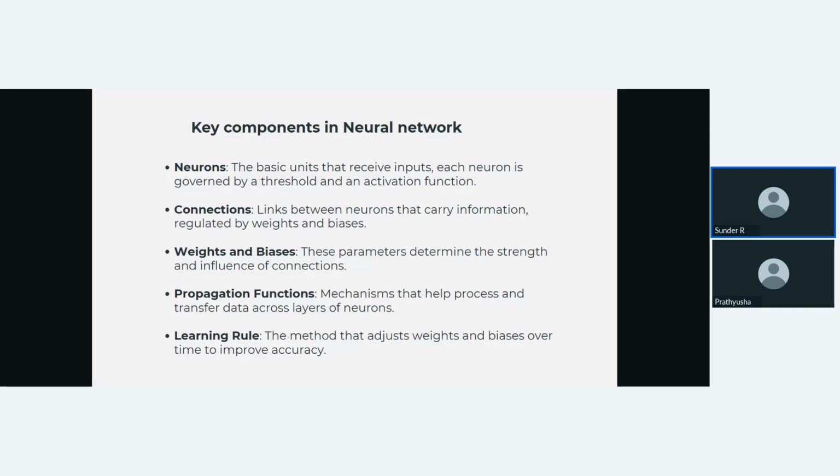So the first one is the neurons. What are these neurons? I've told you, these are the building blocks for our neural network. Neural networks have neurons in each layer: the input layer, hidden layer, and output layer. But what is a neuron technically? A neuron is nothing but the information that we give.